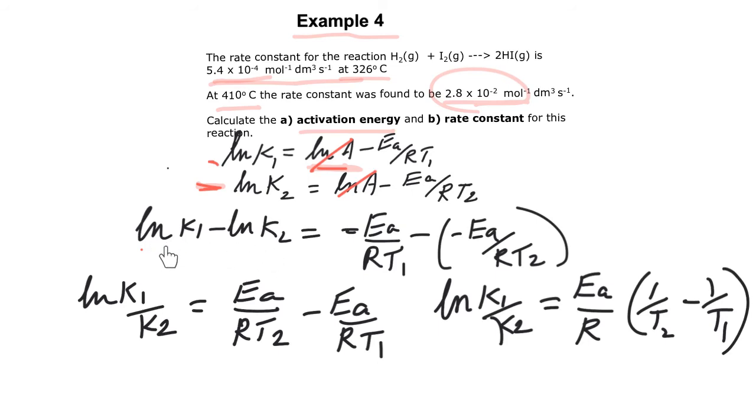You can keep it as it is if you want, because all you're going to do is substitute the value for k1 and k2 here. So you can keep it like this, or you can simplify it like this. Now, because E A over R is a common factor, I've taken this out. Now, you should be able to calculate activation energy from here. So all you have to do is substitute the numbers in and simplify it to get EA.